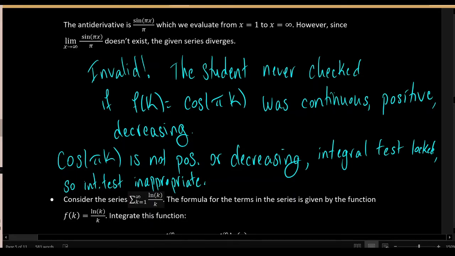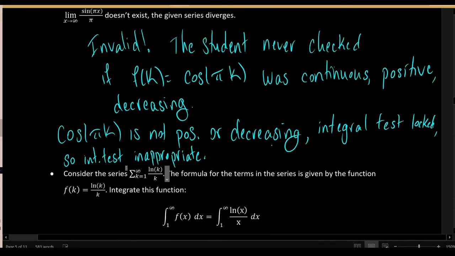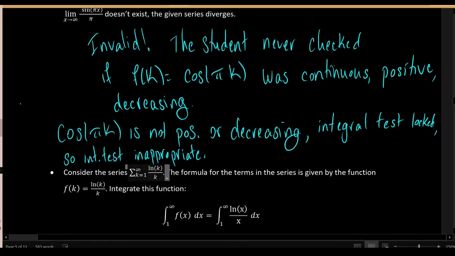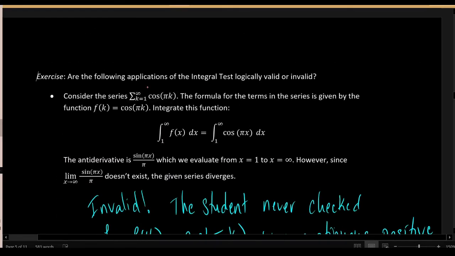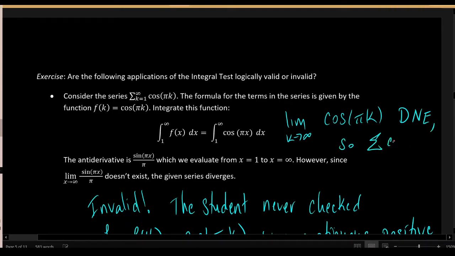How would we actually show that the given series diverges? I think this is a prime opportunity to use the divergence test. If I look at the limit of the original sequence, if I just look at the limit of cosine pi k, then that limit does not exist. The series diverges as a result of the divergence test.